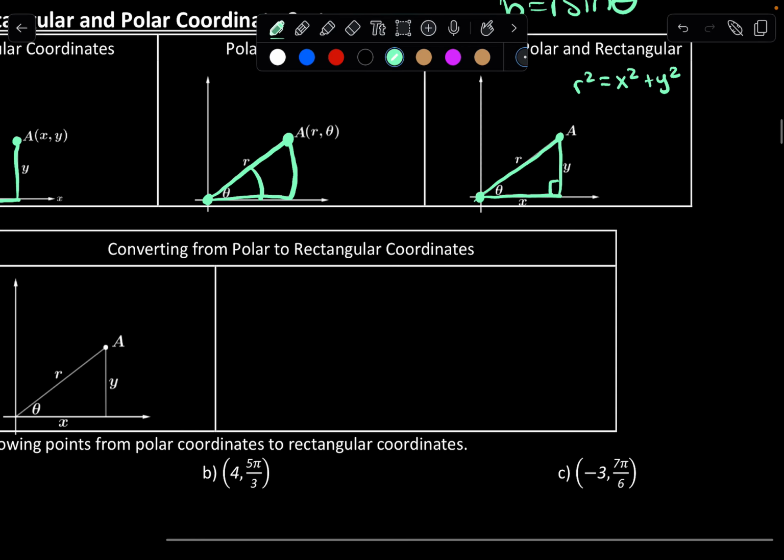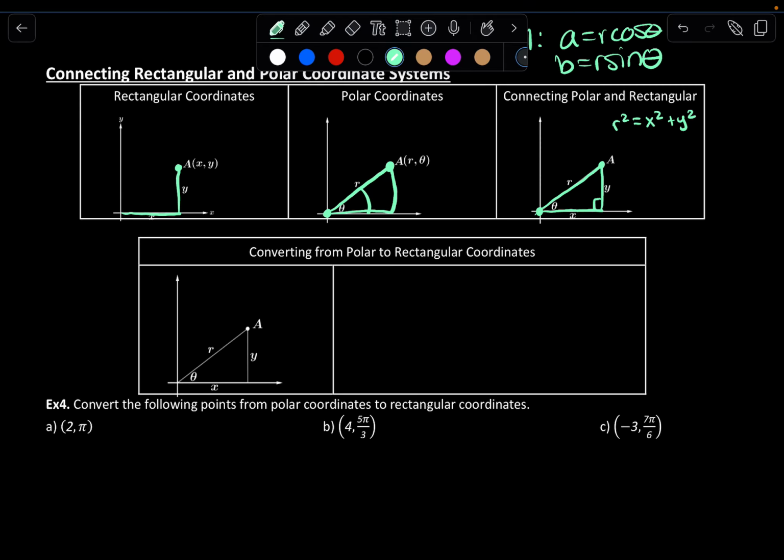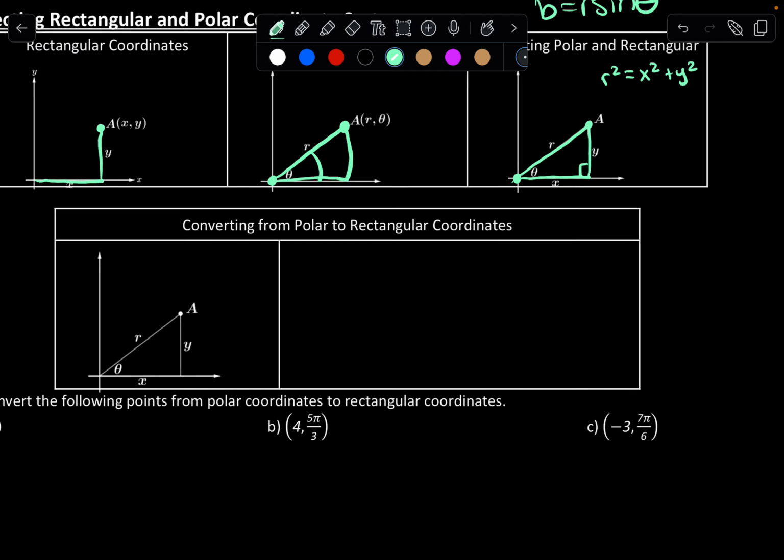Now do I want to show it? I think I do. Let's go ahead and show it. I will show where we get these formulas from. So I have r squared, which is equal to x squared plus y squared. How did I do this before?